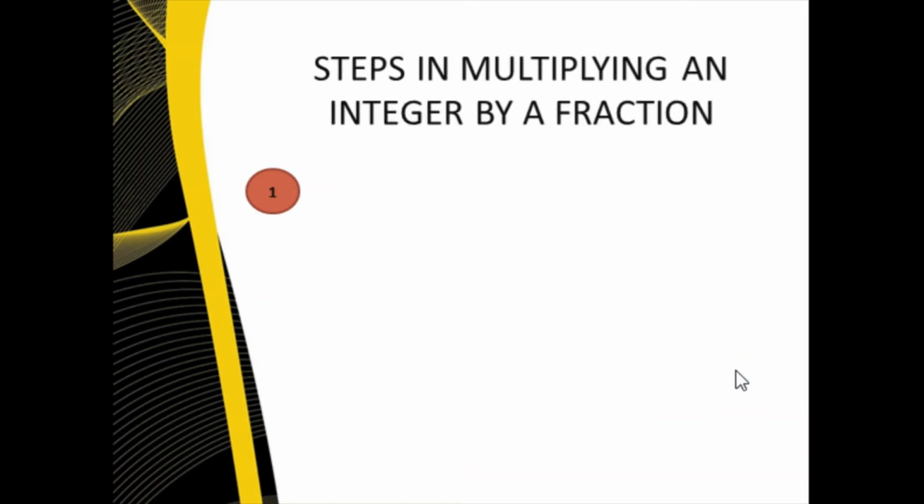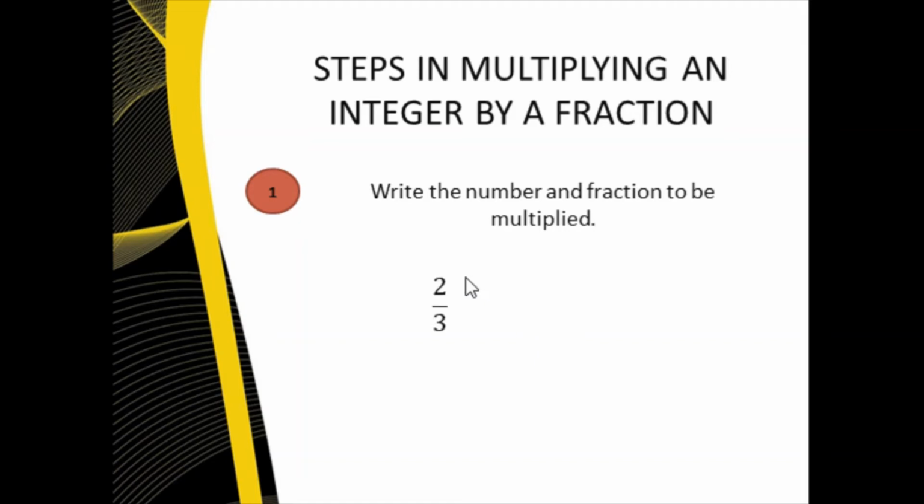Okay, let's go to the steps in multiplying an integer by a fraction. When we say integer, it's the same as a whole number. First, write the number and the fraction to be multiplied. Write the equation. Example, 2/3 times 15 equals, we do not know yet. This is the first step. You need to write the numbers to be multiplied.